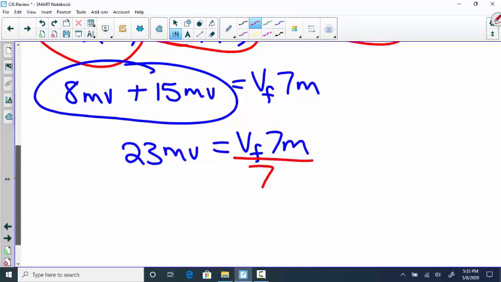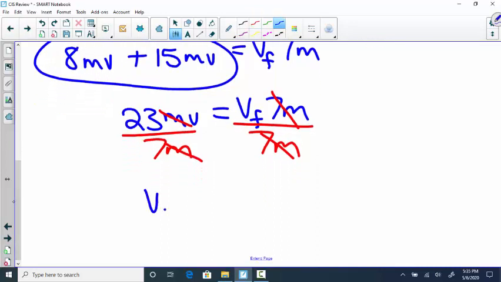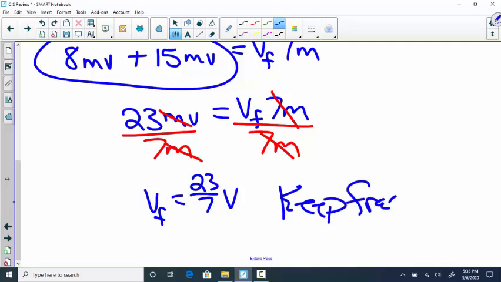And then I'm looking for the final velocity, so I divide by 7m, divide by 7m. Those cancel out. This mass actually cancels out. So my final velocity is some fraction, 23/7 v. Okay? I know that I tell you to never ever use fractions. I'm going to tell you in this particular case, keep the fraction. Okay? So, that's the solution to this problem.